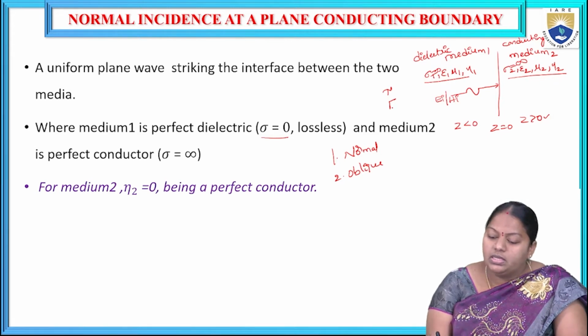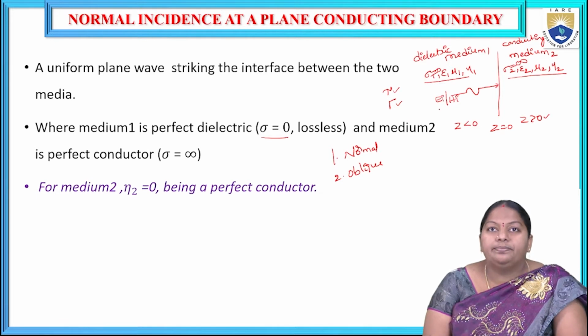As we know, to evaluate the transmission coefficient tau and the reflection coefficient gamma, we first need to know which field components exist in medium 1 and medium 2.